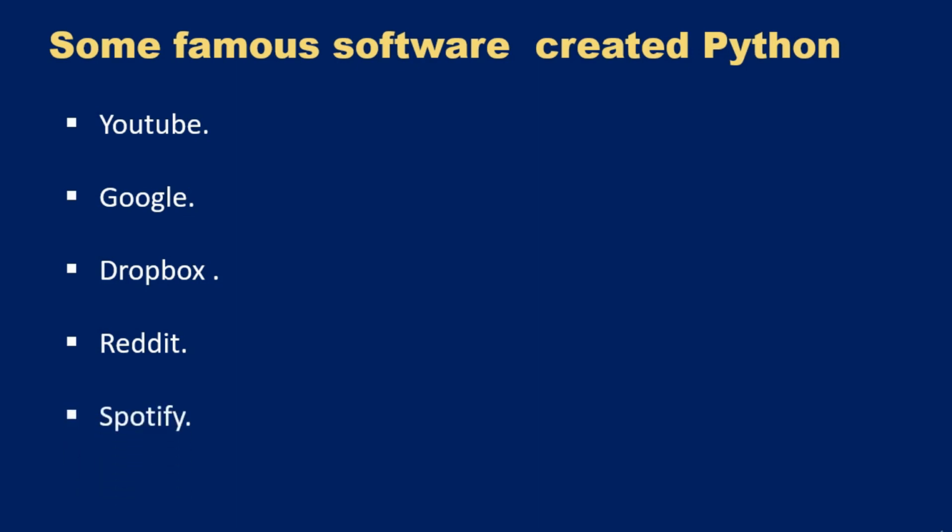Next, we have Spotify. Spotify allows you to listen to ad-free music of your choice. This is a streaming service that allows you to stream music without any advertisement. Finally, we've got Instagram. Instagram is very popular. It has both an app side and also a website as well.